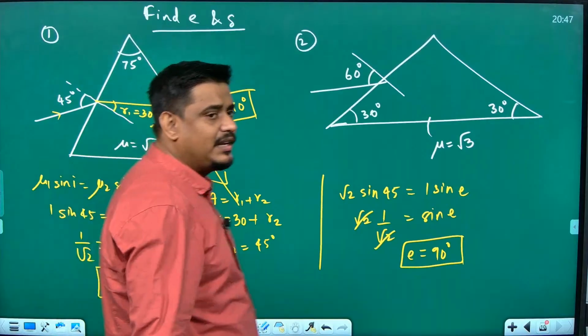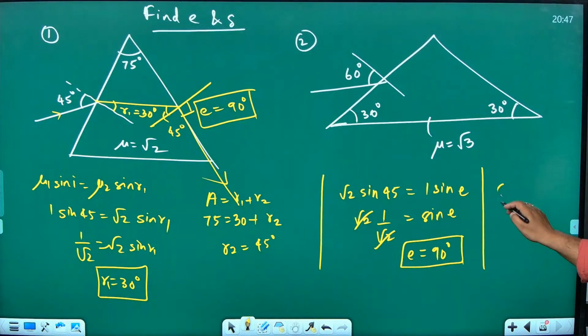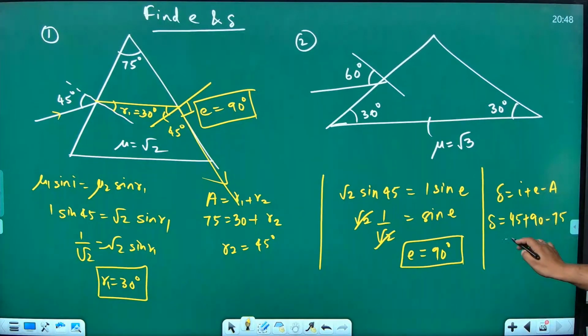And you know very well, the delta formula I have told you now. What is delta? Delta is equal to I plus E minus A. What is I? 45. What is E? 90. What is A? 75. When you solve, how much are you going to get? 60 is the answer then.